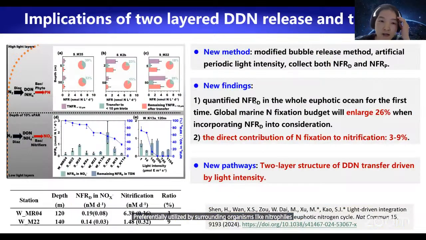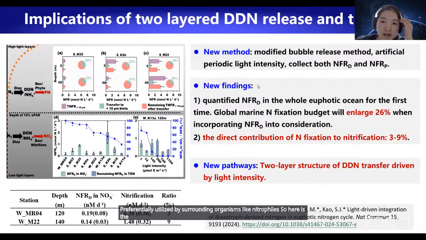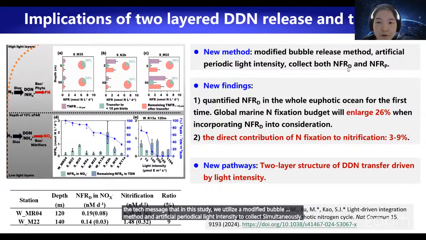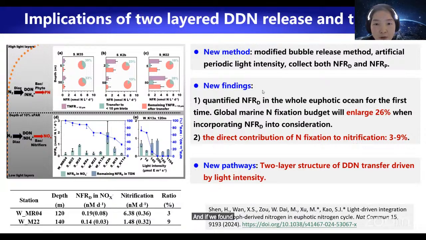So here is the take-home message. In this study, we utilized a modified bubble release method and artificial periodical light intensity to collect simultaneously both the dissolved fraction and the particulate fraction in the nitrogen fixation rates. And we found that DDN is quickly released and transferred to the surrounding biota.